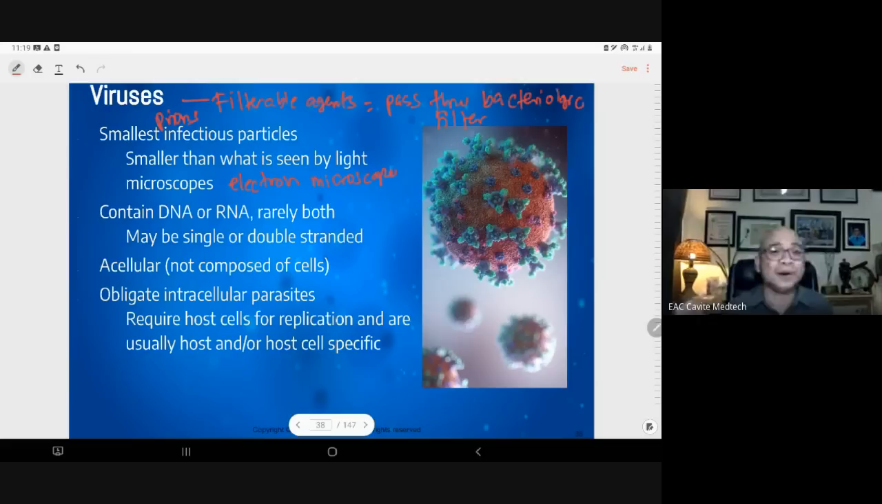SARS-CoV-2, the causative agent of COVID-19, is an example of an RNA virus. Hepatitis B virus, the one that can cause hepatitis B, is an example of a DNA virus. Varicella, the one that can cause chickenpox, is an example of a DNA virus. Rhinovirus, the one that can cause common colds, is an example of an RNA virus.